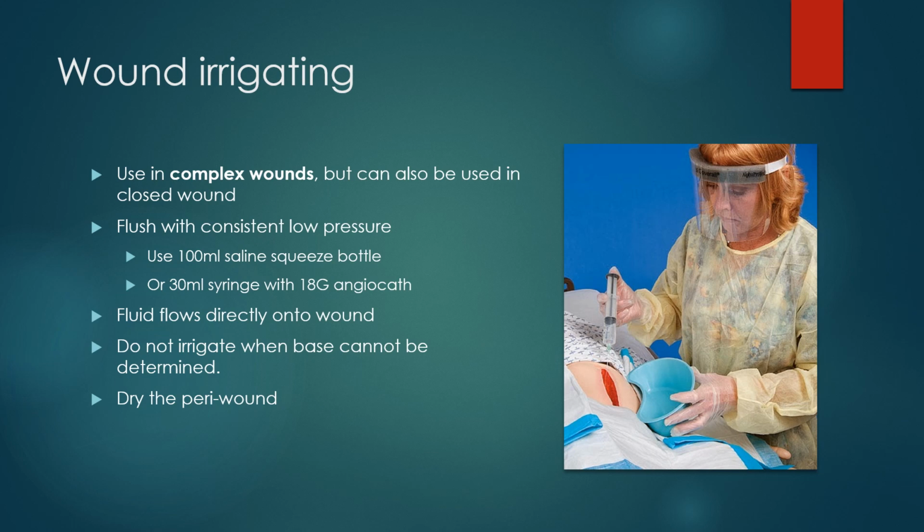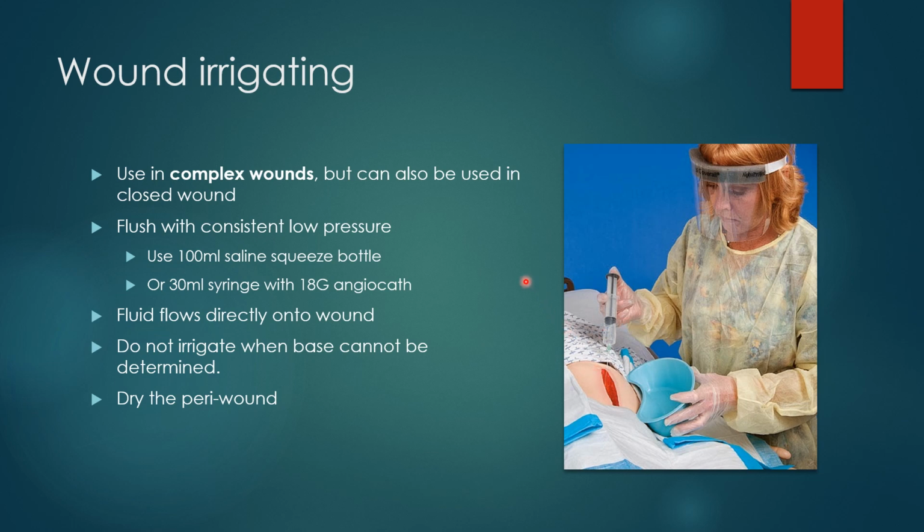The next type of wound cleansing we have is called wound irrigating. This is used in complex wounds, but it can also be used in closed wounds. This is where a PSI of 8 to 15 is used to cleanse the wound. So it's flushing the wound out with a low consistent pressure. We can either use a 100 ml sterile saline bottle or a 30 ml syringe with an 18 gauge angiocatheter. This photo here has a 30 ml syringe and then an 18 gauge angiocatheter on the end.